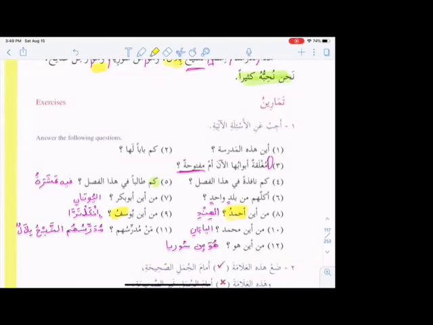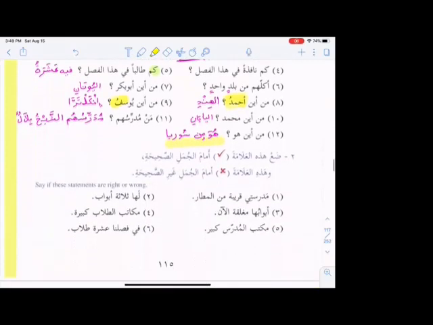Yunan is Greece. Min aina Yusufu? Huwa min Inkaltarra. Min aina Muhammadun? Huwa min al-Yabani. Man mudarisukum? Man mudarisuhum? Who's their teacher? Mudarisuhum ash-shaykhu Bilalun. Min aina huwa? From where is he? Huwa min Surya.